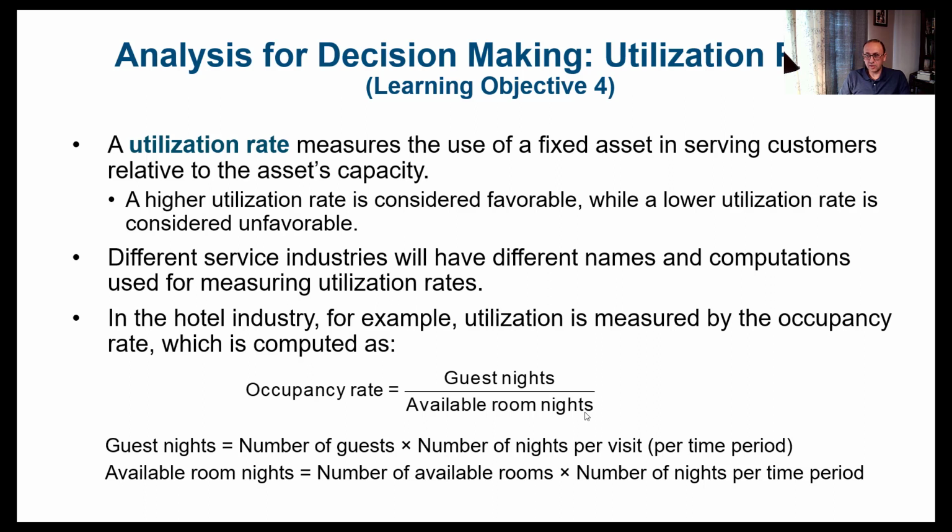So what is the guest nights again? It's the number of guests multiplied by the number of nights per visit, or per time period. The available room nights would be the number of available rooms multiplied by the number of nights per time period. So let's say for a month, it's like 30 days in a month. And that's how you see the available room nights.